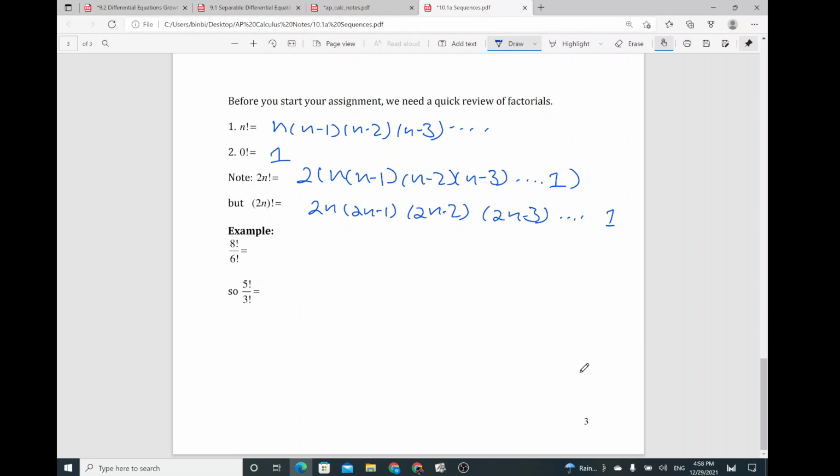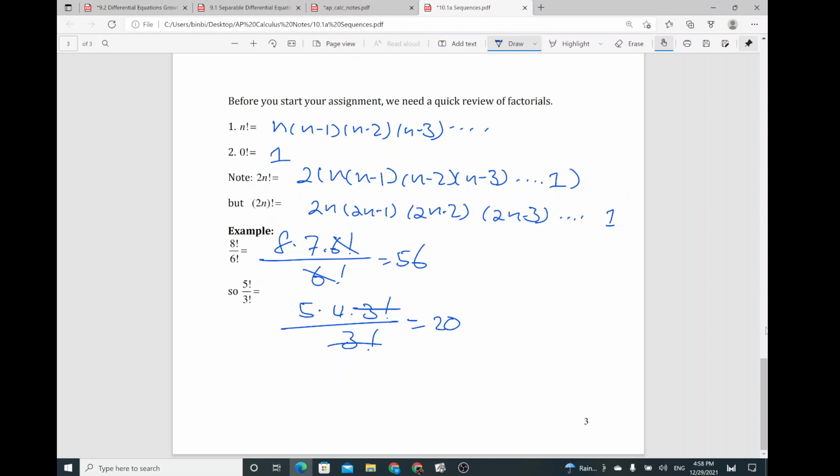This is some of the examples that you can do. 8 factorial over 6 factorial, the permutation of 8 pick 6, can be written as 8 times 7 times 6 factorial over 6 factorial. The 6 factorial cancels, so 8 times 7 is 56. 5 factorial over 3 factorial is 5 times 4 times 3 factorial over 3 factorial. The 3 factorial cancels, so it's 20.